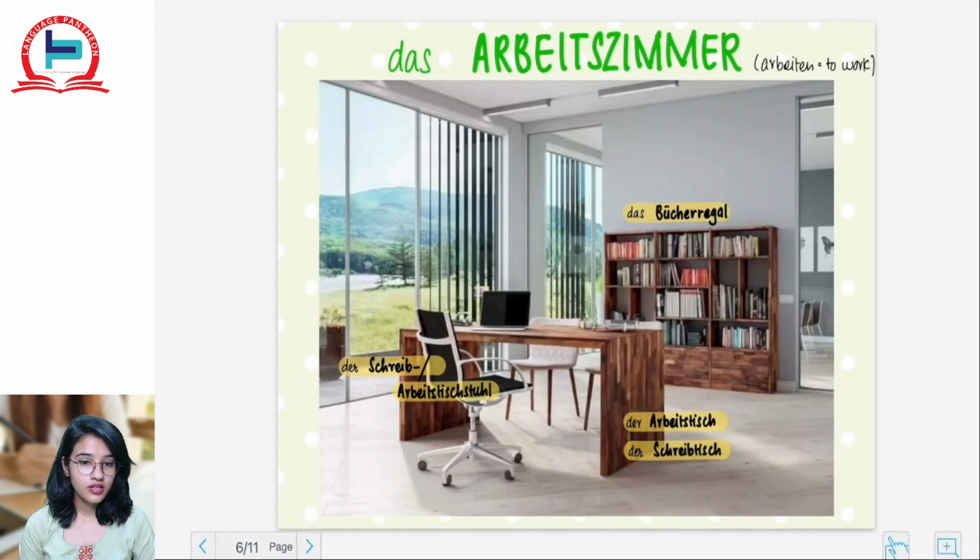Similarly, the chair that you see is simply a chair, that is der Stuhl, but since it is with the work table or with the study table, we can say study table chair or work table chair. That will be der Schreibtischstuhl oder der Arbeitstischstuhl. Klar?